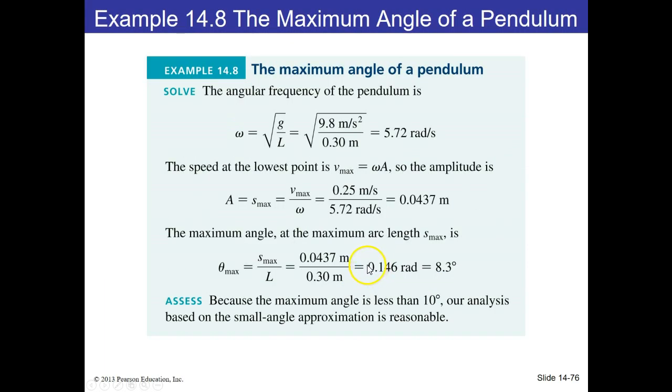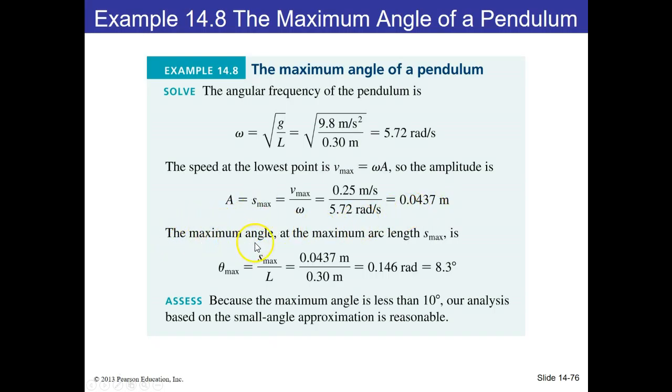And so here we've got simple harmonic motion. The angular frequency of that pendulum should be just gravity divided by the length, so we don't worry about mass. It doesn't have anything to do with it. We get about 5.72 radians per second. So its speed should be equal to the angular speed times the amplitude. We're going to solve for the amplitude here. That would be that arc length max. I'm sorry, that's that S max. That's V max over omega. And so when you divide the two, you get 0.0437.